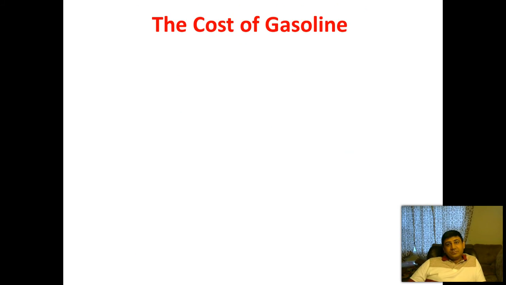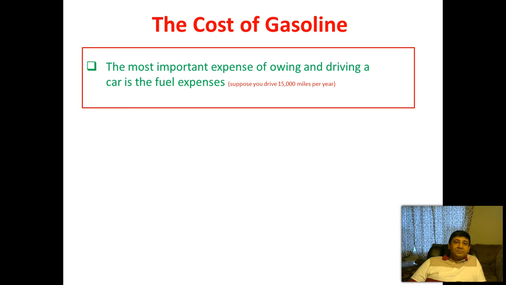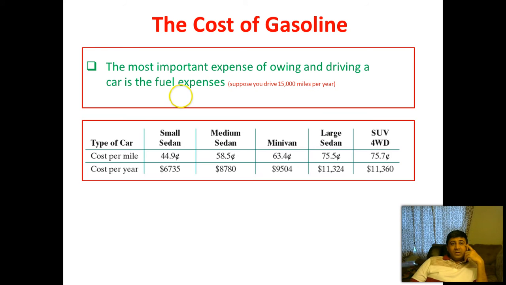Let's talk about the cost of gas, some math behind it. The most important expense of owning and driving a car is the fuel expense. All the calculations I'm going to present here are based upon a supposition. Assume that you drive 15,000 miles per year. Most people drive less than 10,000 miles, and few drive more than 20,000. So I kept a middle figure here.